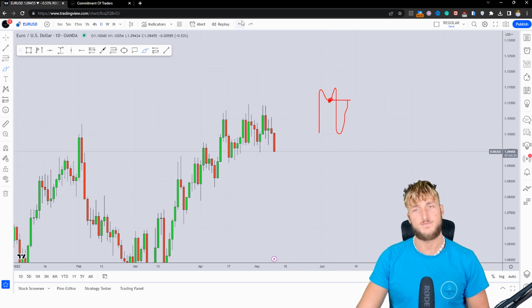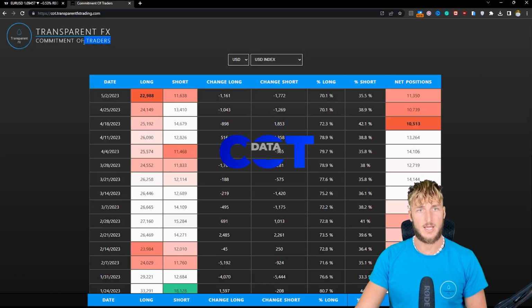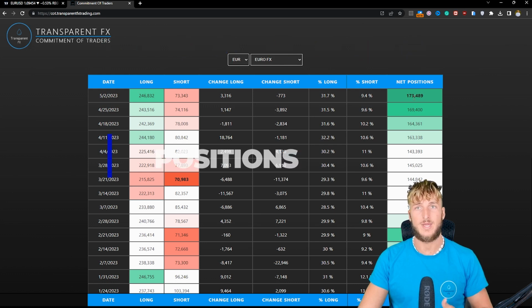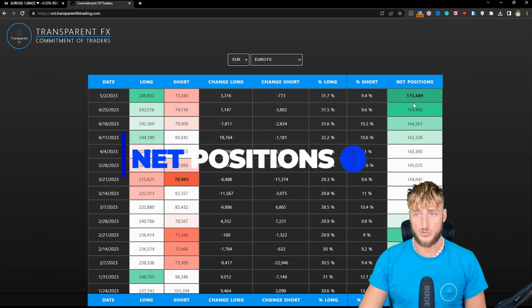Now, if we go and see what we have when it comes to the commitment of traders, so the COT data, which is what the non-commercials, so the biggest speculators in the market are doing, and we check the data precisely for the euro, we can see how net positions are continuing to get increased from an institutional perspective.